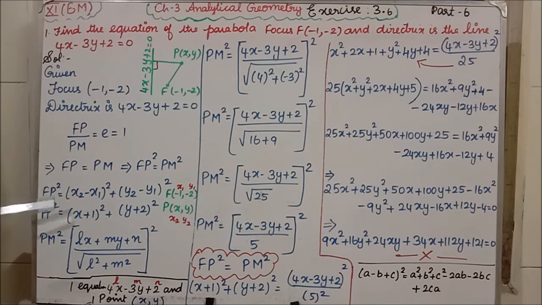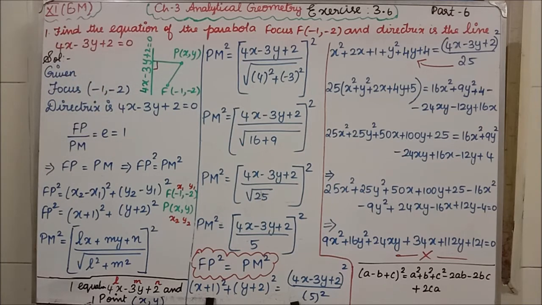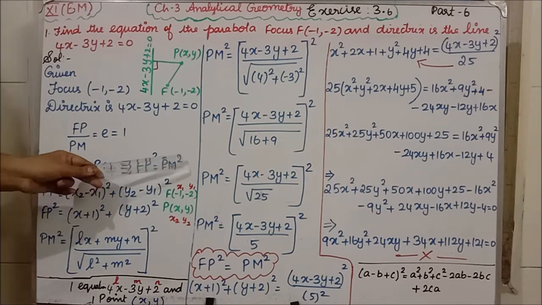So the distance FP is equal to PM. What formula are we talking about here? We are talking about the distance formula. I told you many times, whenever you use the distance formula, to avoid taking the square root, we can just square the value. So instead of taking the square root, I am going to square both sides now itself. So FP square equals PM square.